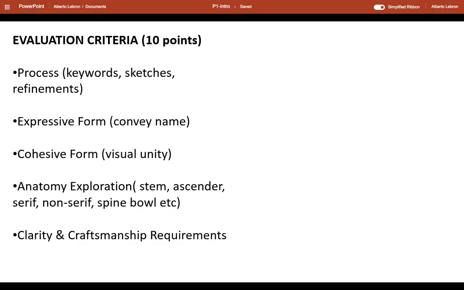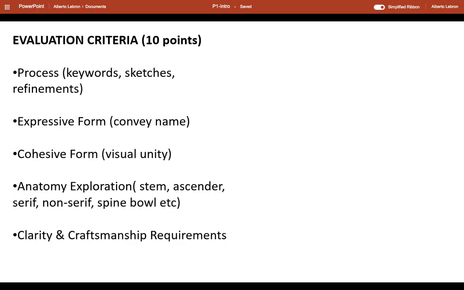Your evaluation criteria is process. I'm looking at keywords, sketches, refinements. Expressive form: does your letter convey the name, the keyword that you came up with? Cohesive: does everything look like a family? Anatomy exploration: are you really considering different stems, ascenders, serifs? Are the letters going to be non-serif? The spine of an S, the bowl of a B.